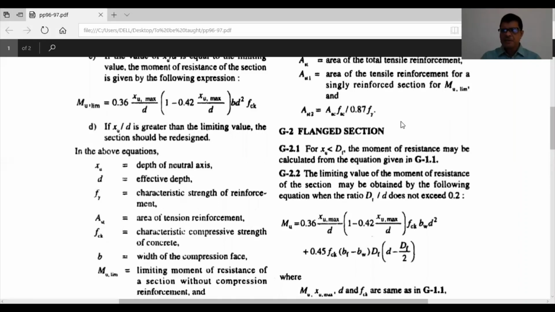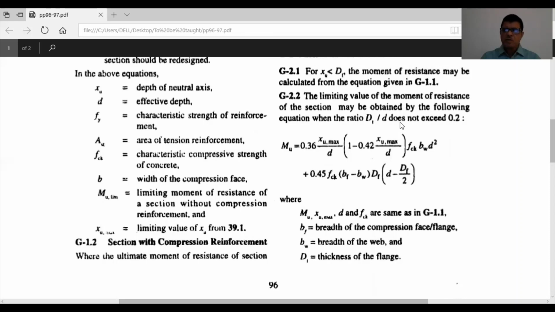Hello friends, in this lecture we will discuss the analysis of flanged section. So please open your code, page number 96 of IS 456. Now before going to the codal provision, let us discuss what is the meaning of this flanged section.